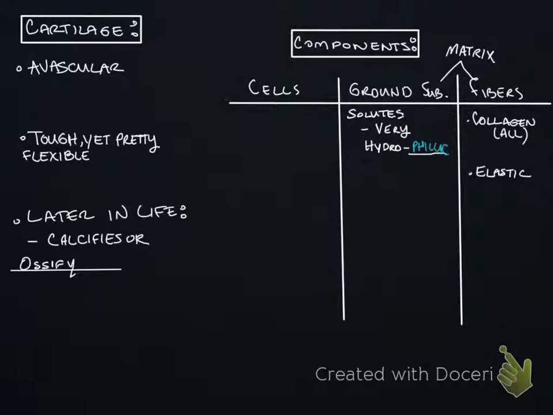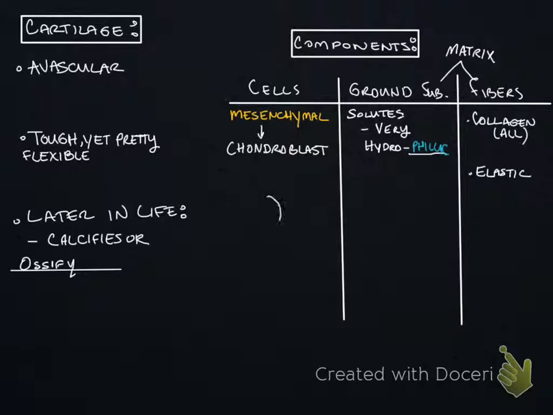Now, what about the cells? The cells in cartilage, because they're connective tissue, we have mesenchymal cells, which you remember those are stem cells. And then these mesenchymal cells will become chondroblasts. Chondro referring to cartilage, and these chondroblasts, they're a type of fibroblast. They're going to produce the ground substance and fibers.